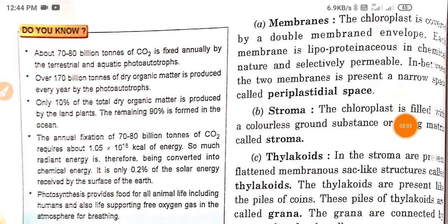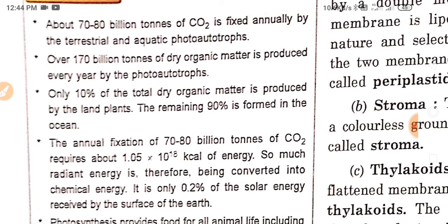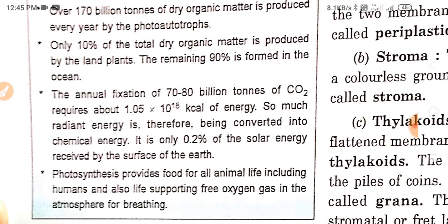There are some interesting facts also. You have to read about them because you should know them. About 70 to 80 billion tons of CO2 is fixed annually by terrestrial and aquatic phototrophs. So you can see how important plants are in our daily life and for the existence of this earth. Over 170 billion tons of dry organic matter is produced every year by the phototrophs. Only 10% of the total dry organic matter is produced by land plants. The remaining 90% is formed in the ocean. That's why the ocean is called the main ecosystem.